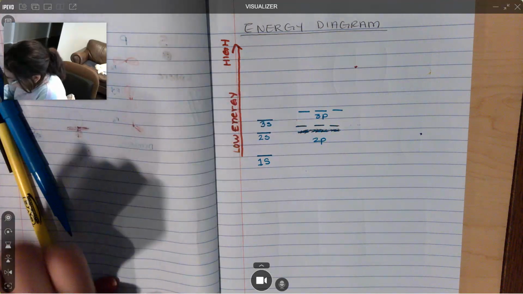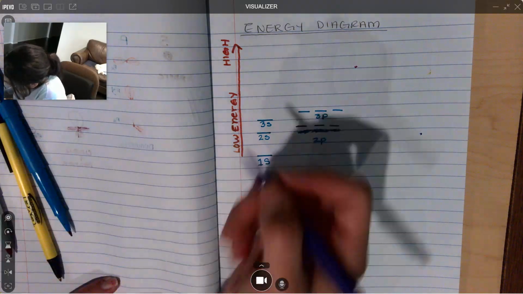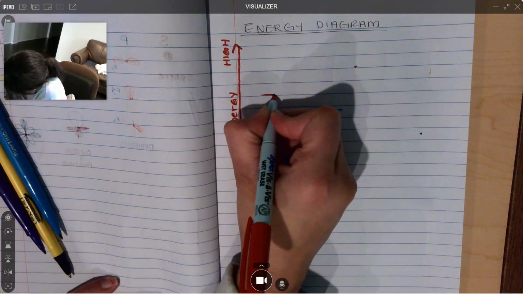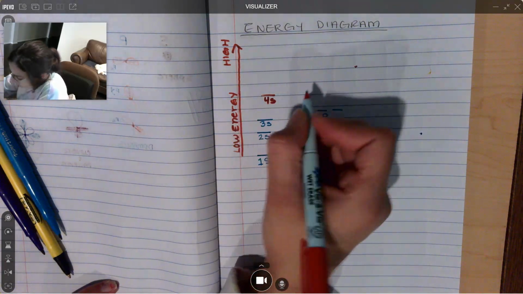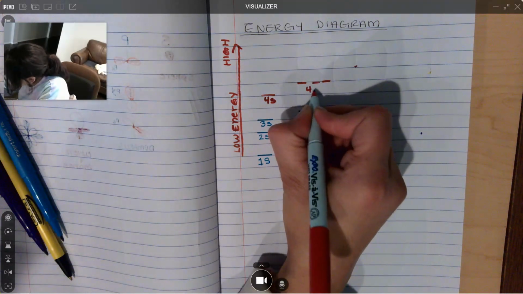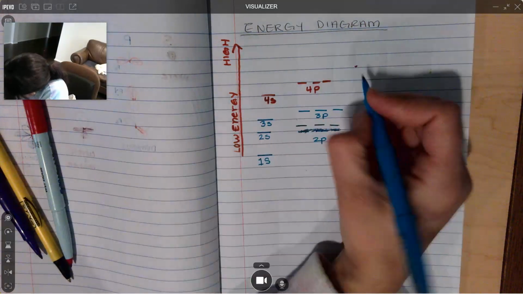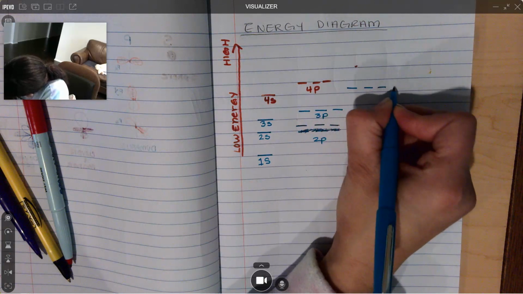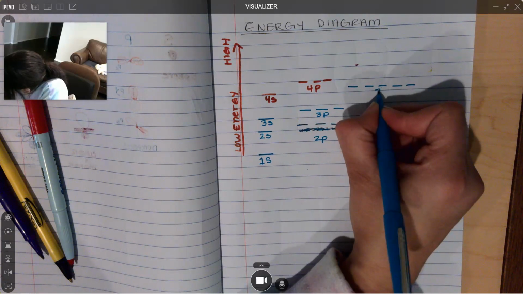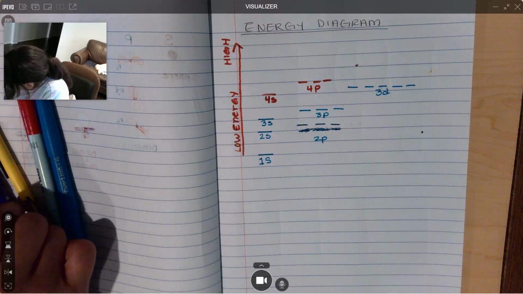Okay, but before I do my 3D level, let's do the other levels. I'm going to put it in a different color so we don't get too confused. We're going to have energy level 4S and 4P. And between the 4S and the 4P is going to be my 3D. And D has 5 orbitals. 1, 2, 3, 4, 5. This is 3D. I should have actually done different colors for all of these.